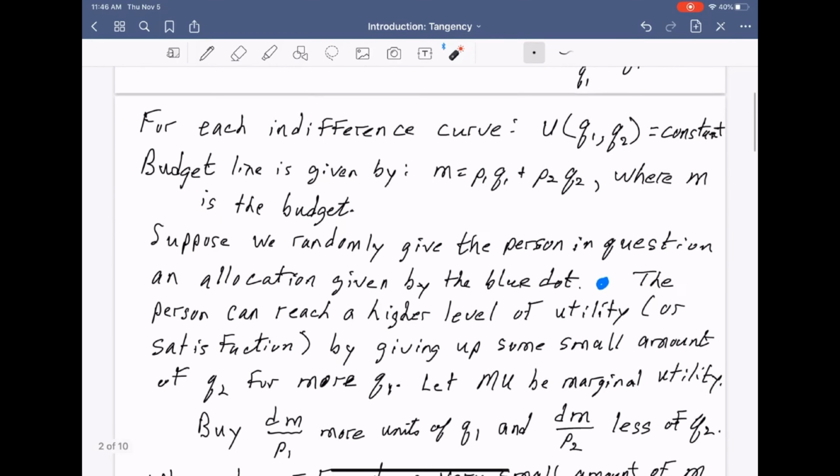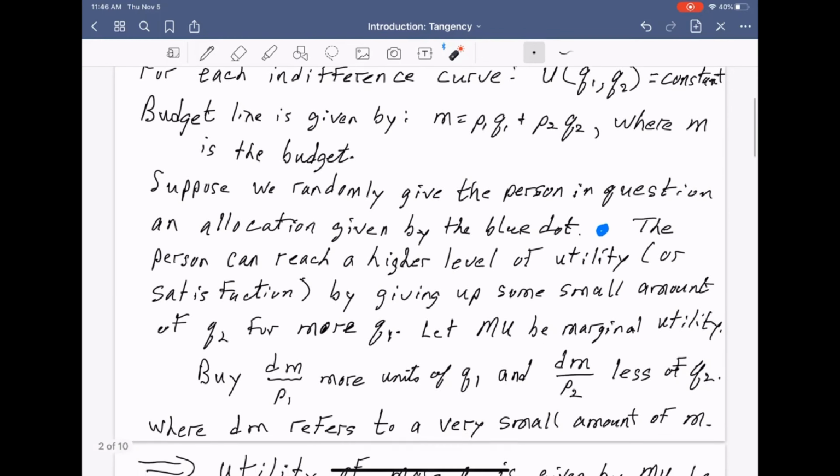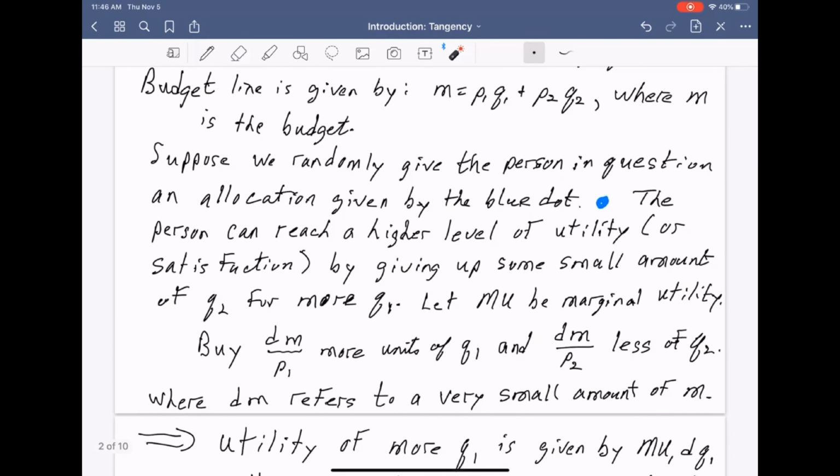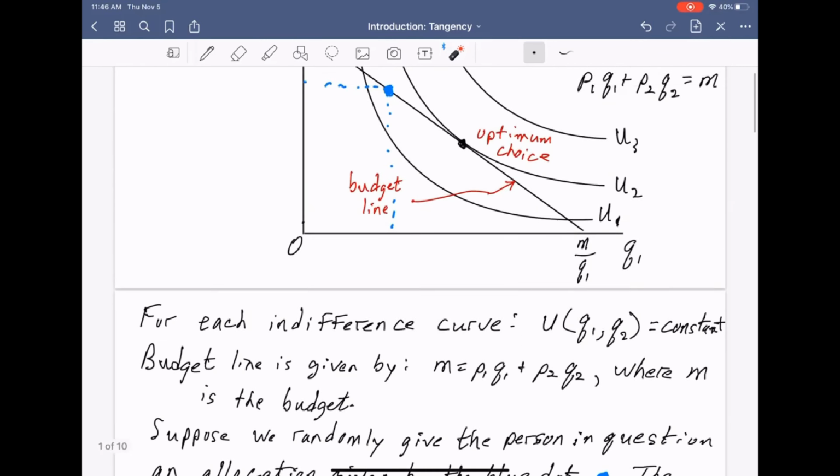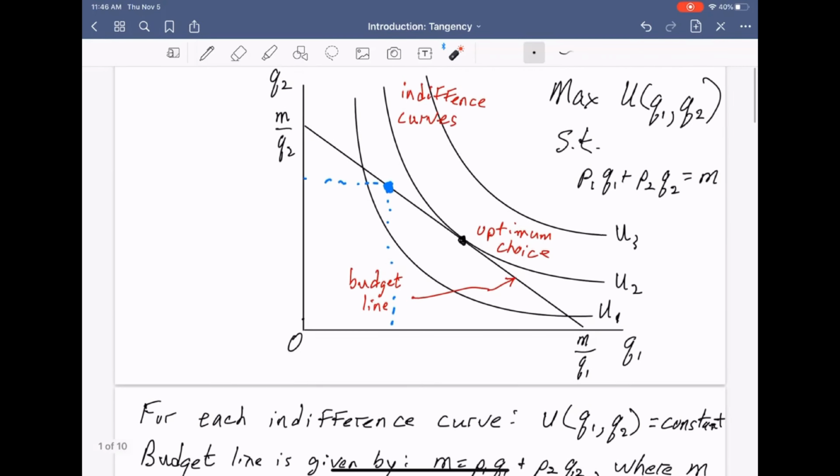Through something called arbitrage. The person can reach a higher level of utility or satisfaction by giving up some small amount of Q2 for more Q1. In other words, they would give up some Q2, go down in this direction, and then end up right here. So they would give up that much Q2, and in exchange, they would then purchase that amount of Q1.